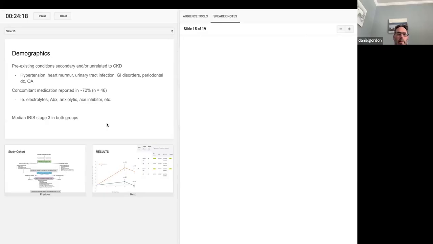Their concomitant medication was administered in about 3/4 of the patients. And so once again, very representative of what we see in the clinic where they're either getting some electrolyte support, maybe on some antibiotics, ACE inhibitors were mentioned, anxiolytic medications, and they had a median IRIS stage of 3 in both the groups that were tested, both the control and the molidustat.